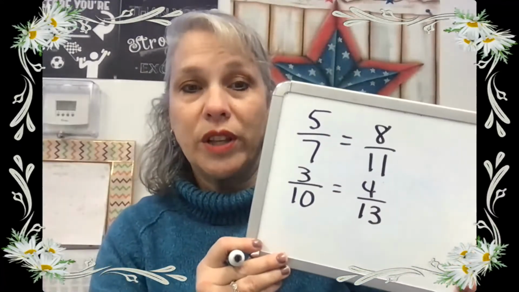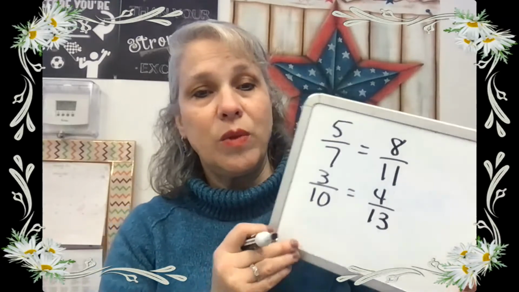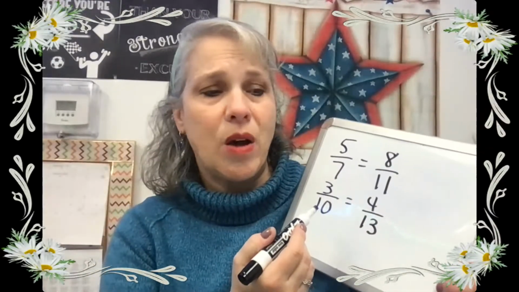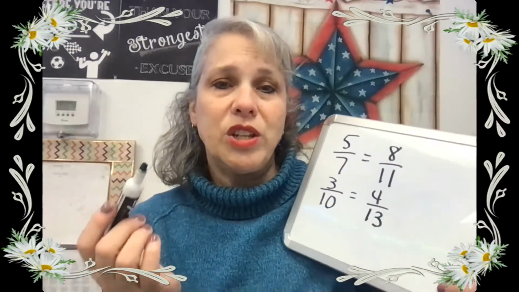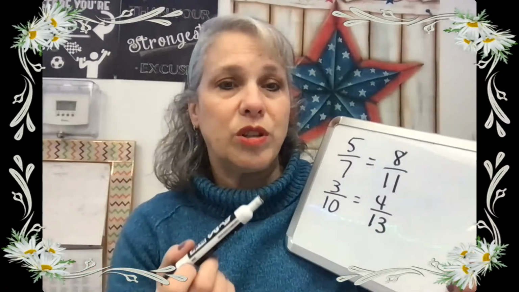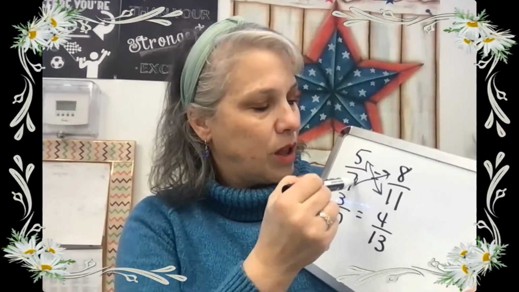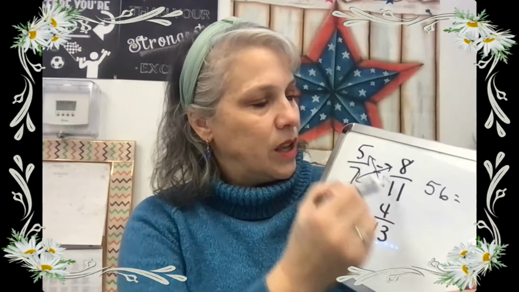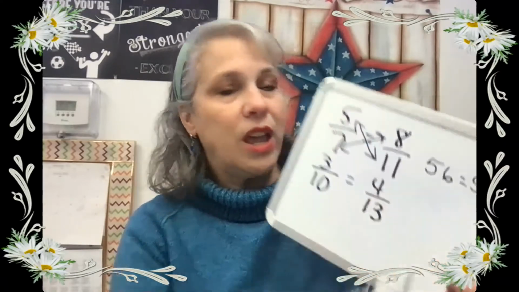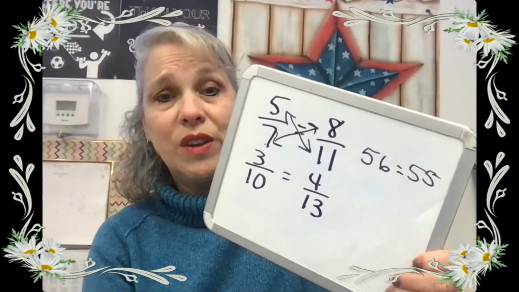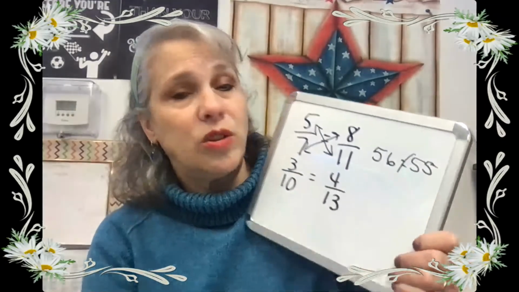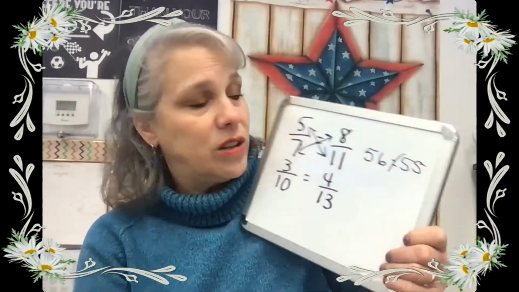Okay, so the next thing we're going to talk about is, are these fractions equivalent? Okay, so here we have two fractions. Are these the same amount? Now, there's a little trick that we can do that would do this quickly, and it's called cross multiplication. So I cross multiply. So 7 times 8 is 56 equals 55. Okay, does 56 equal 55? No. So they are not equivalent fractions.